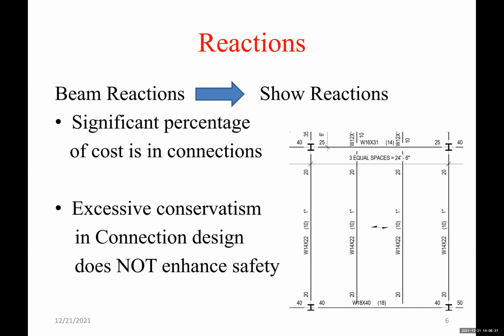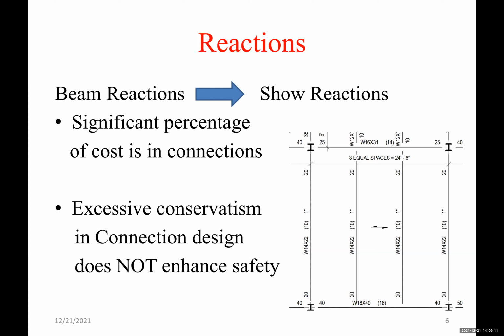Now, there's, of course, before, connections used to be designed for the full capacity of the beam shear or for a percentage of the full capacity, say 40%, 50% of the beam shear, which is not needed in many cases. So if we show the reactions on the drawings, which is easy to get from computer software these days, we can have significant savings in the connection design.